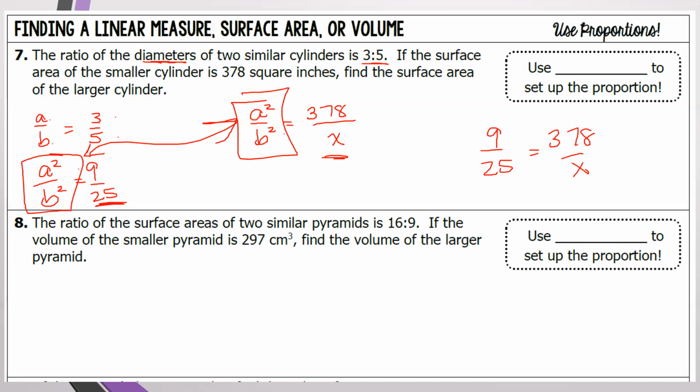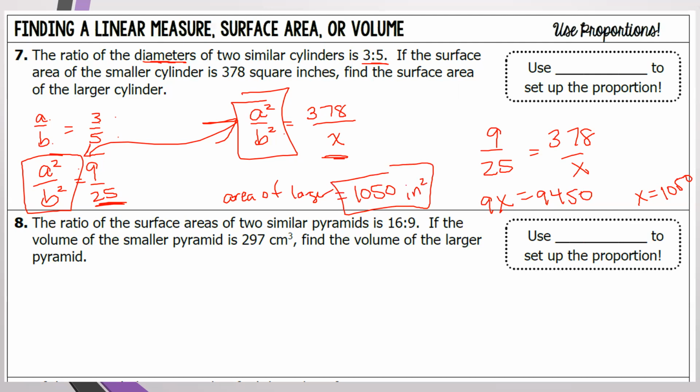All right, and now we're going to do something that we've all become really good at, I think, I hope, and that's cross multiply. We're just solving for x now. X times 9, 25 times 378, 9,450. Divide both sides by 9, 1050. All right, so the area of the larger cylinder is 1,050, and your units, the surface area, is square inches. So to set up our proportion, we had to use A squared to B squared.